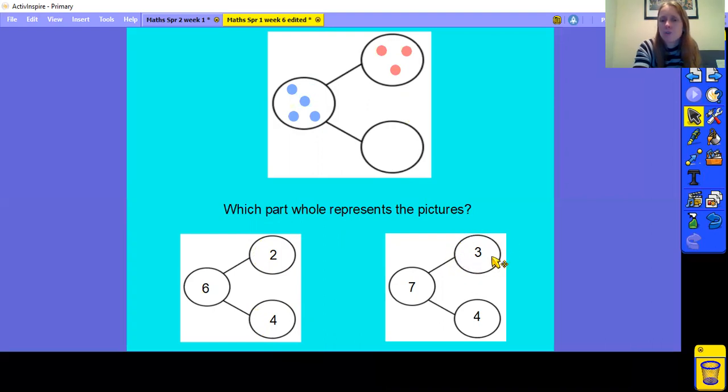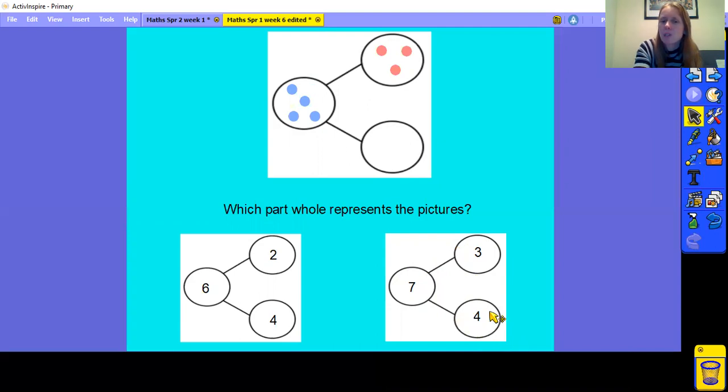This part shows 3. This one does not. But here we have one part that shows 3. I wonder what you're looking for now. We know that the whole number of spots was 7. We know that there are 3 red spots. I wonder if this one will be correct.